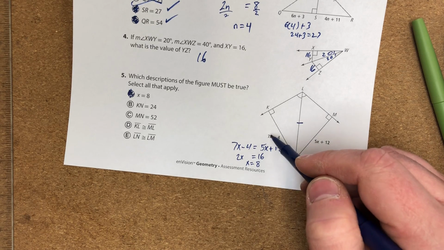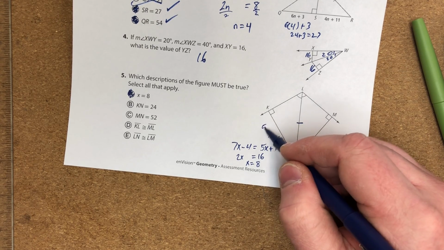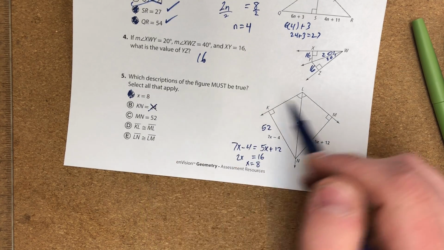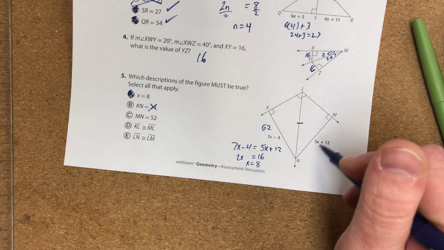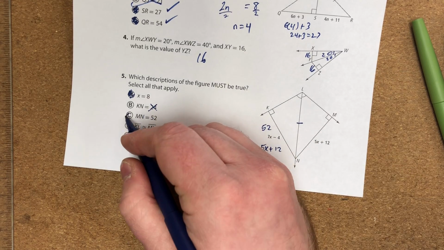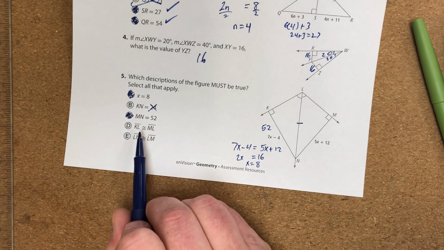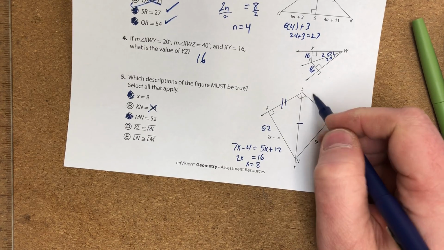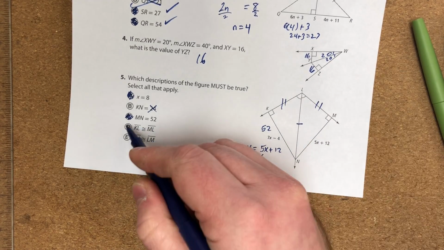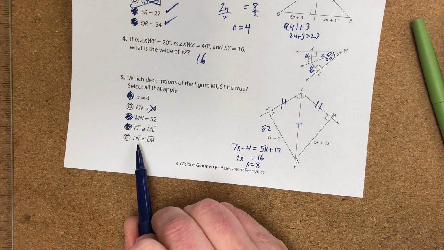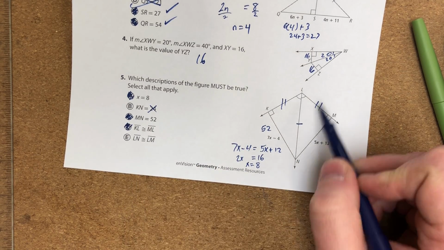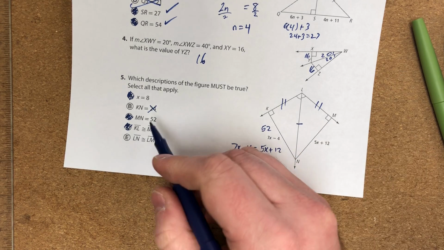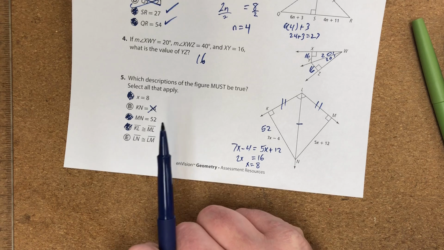KN, so 8, that's 56, that's 52. So KN is not 24. MN should be congruent, right? So that should be 52 as well. KL is equal to ML. Since I already found out these have to be congruent triangles, I know that those two have to be congruent as well. And then LN and LM are the same. That I am not guaranteed of, and it doesn't even look like it. So I got those for that one.